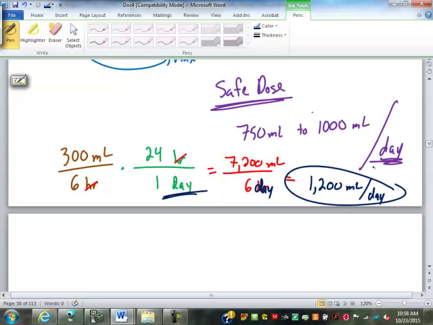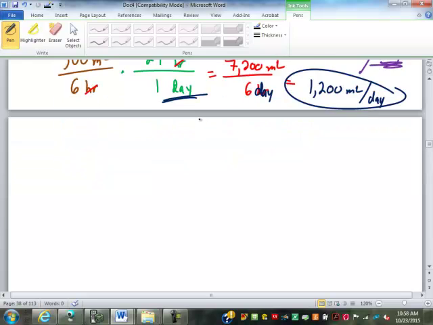So the doctor has exceeded the range of the safe dose. I'll leave it up to your programs to teach you what to do in that case once you've done that. Let's do another example of that.